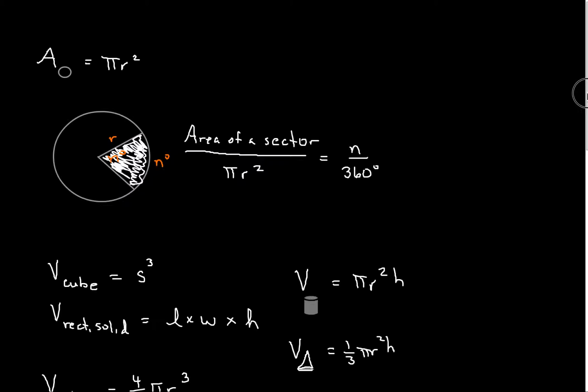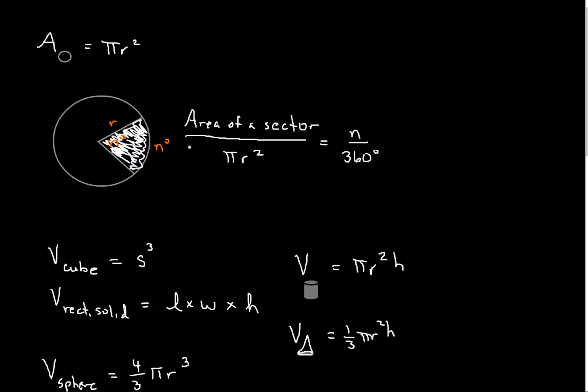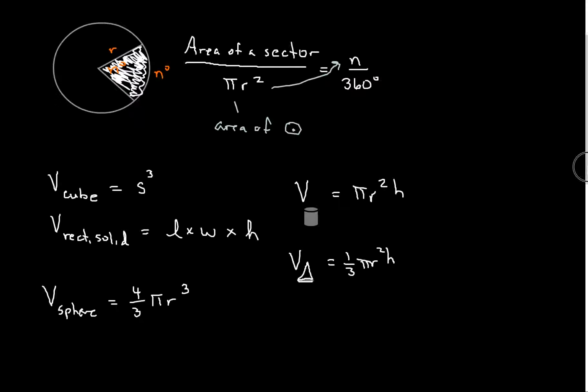Okay, area of a sector. Let's start out with area of a circle. Area of a circle is just pi r squared, so anyone should be able to do area of a circle. Area of a sector, on the other hand, we're going to go through these really fast. The area of the sector over the area of a circle equals n over 360 degrees, where n would be your central angle. So you just plug everything into this formula, cross multiply, and that would give you the area of the sector. Okay, I don't want this video to be long.